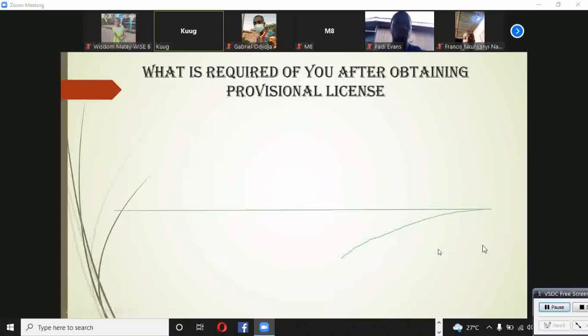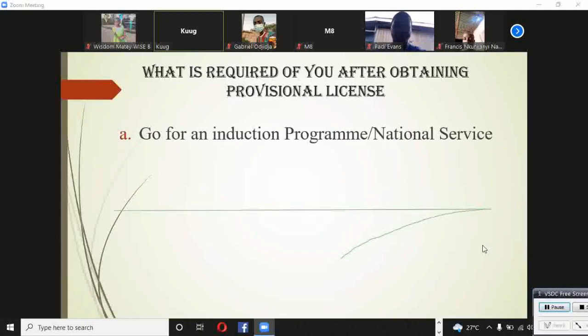What is required to obtain a provisional license after your initial training? So as a teacher, what is required of you after obtaining a provisional license? One, you go for an induction program. That is the national service. So you guys are done with your service, yes. So you are going through the induction.